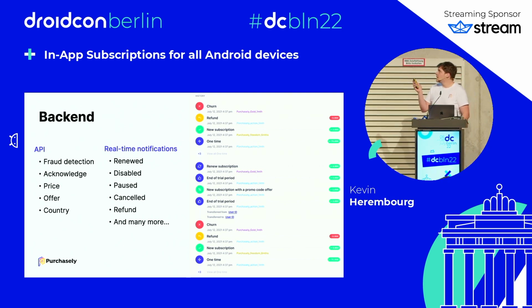The second thing you can implement is real-time notifications, also called server-to-server notifications. And this is very interesting to know about the subscription flow. For example, if it was renewed, if it was disabled, if it was paused, if it was canceled, refund, a lot of other stuff. And for example, on this screen here, you can see a user journey with this subscription. And all of that is thanks to real-time notifications. So that's when Google is sending server-to-server notifications to your own server directly, in real time.